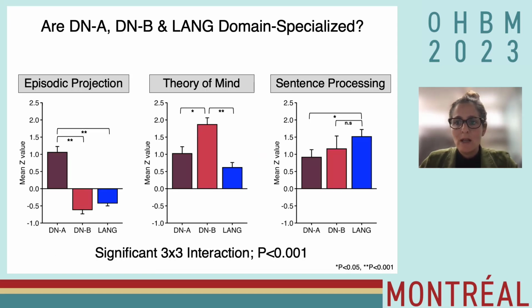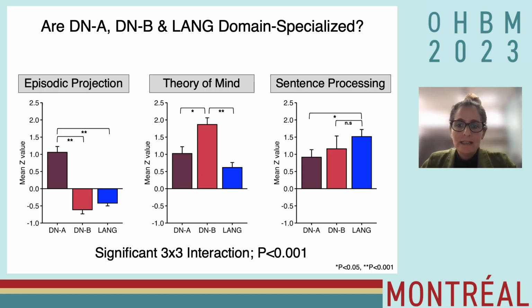Quantification of the response within the ROIs revealed a significant 3x3 interaction, where the DNA ROI significantly responded to the episodic projection task contrast, while DNB and Lang did not. The DNB ROI significantly responded to the theory of mind task contrast, while DNA and Lang didn't. The sentence processing task contrast evoked a significantly greater response in the Lang region than in the DNA region, and greater but not significant than in the DNB region.